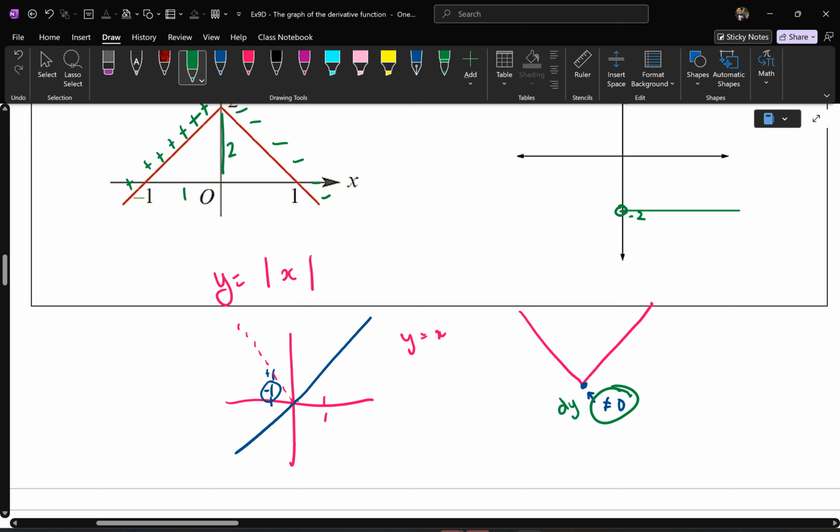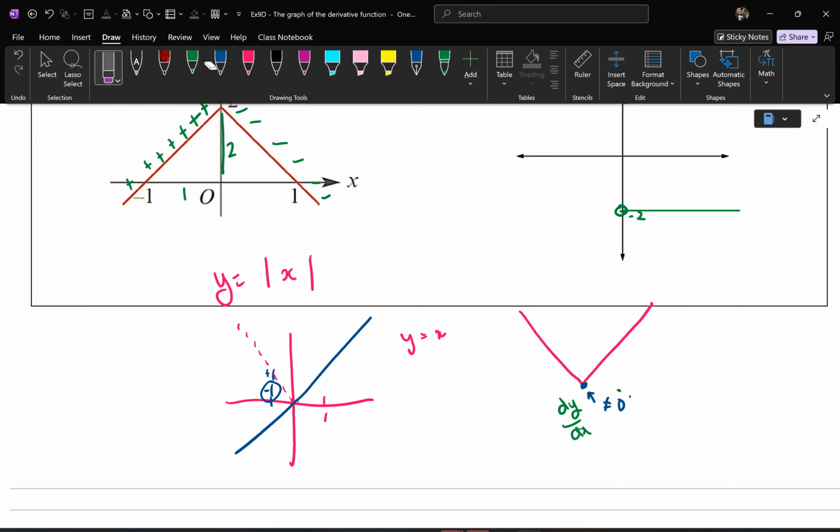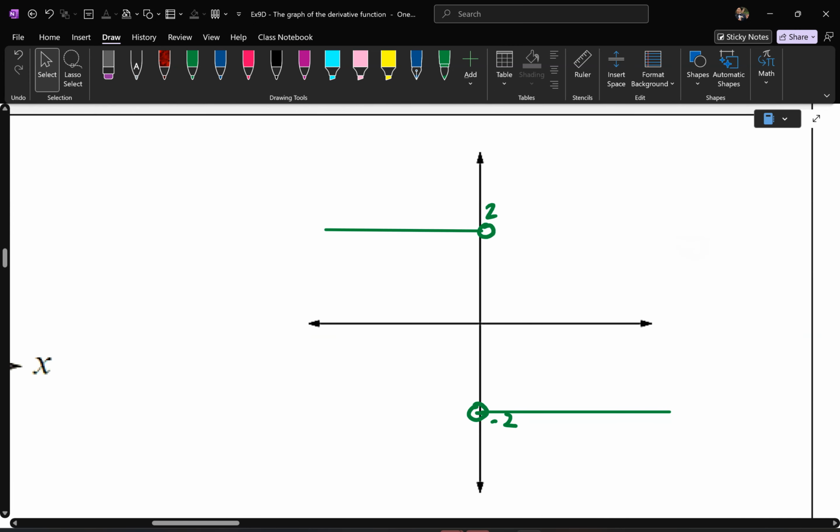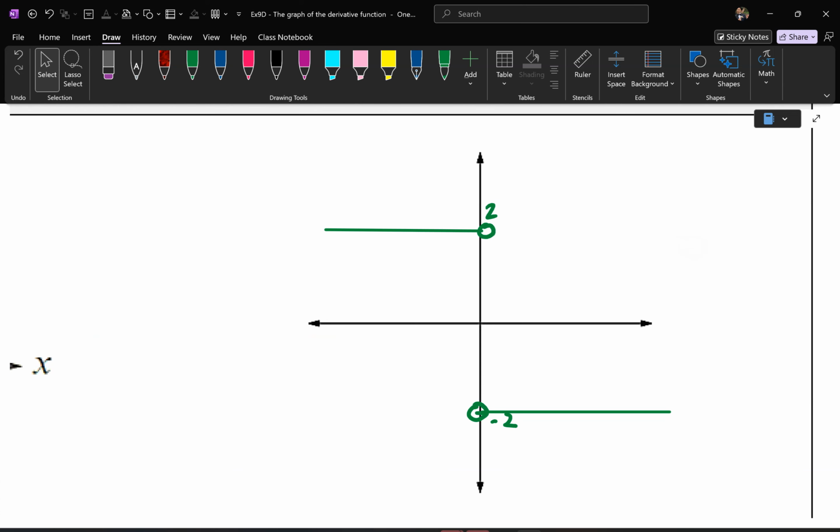Okay, so delta y over delta x does not equal 0 at that point. In fact, it just doesn't exist. Hands up if you had the open circle. Oh, wow. Okay, you guys must have learned this beforehand.